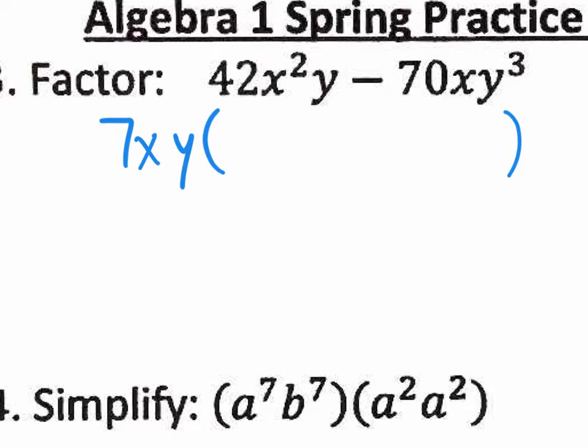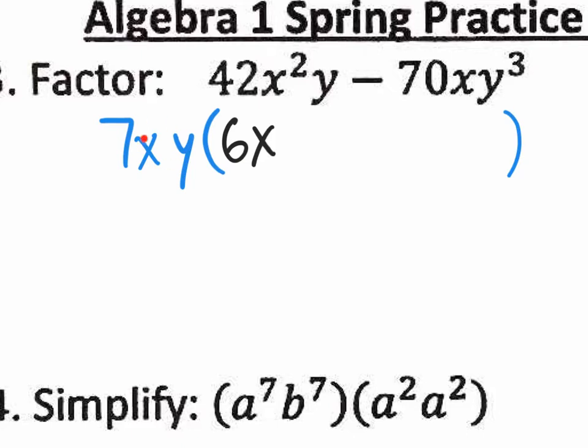What would be left over on the inside? 7xy times what gets us a 42x squared y? 6x. Okay, so 7 times 6 is 42, so let's write down a 6 right in there. And then x times what is x squared? X, that's right, so 6x is it. And the y, you don't need to multiply it by anything. You could put a 1, but that would be pointless. Y times 1 is y. So it's just 6x in there.